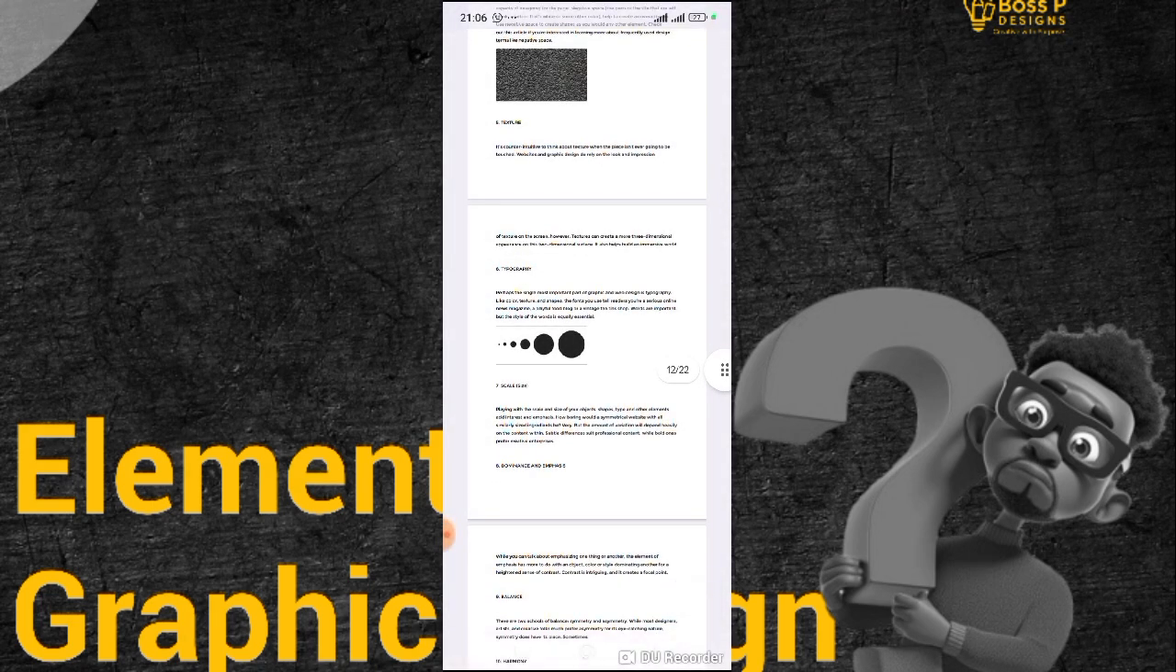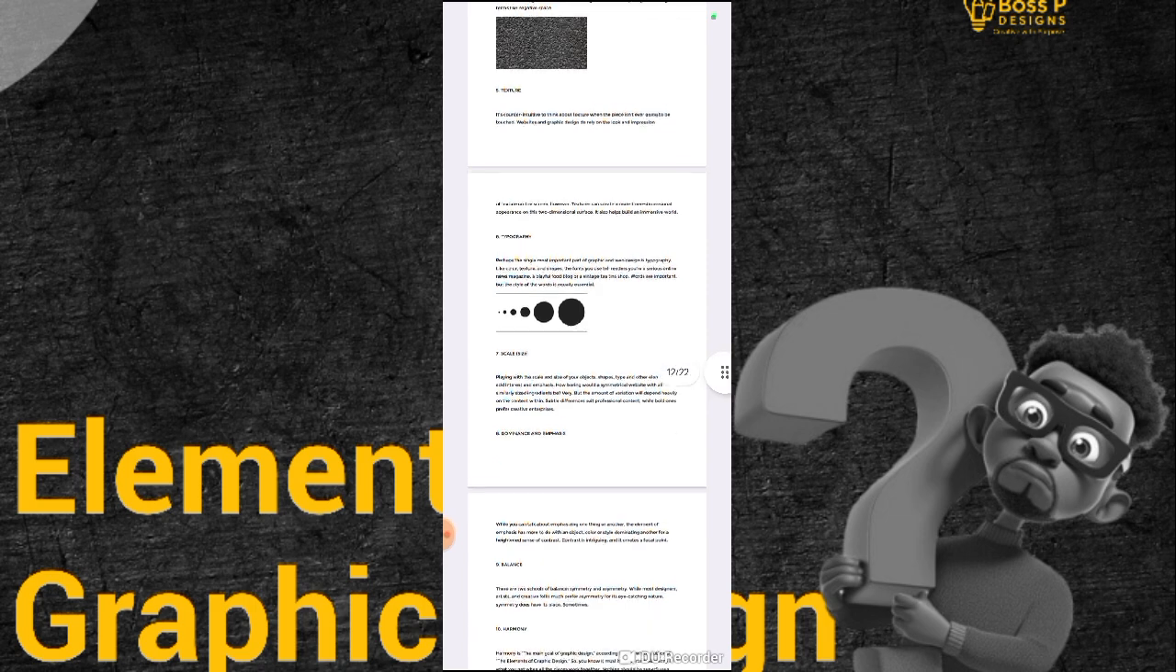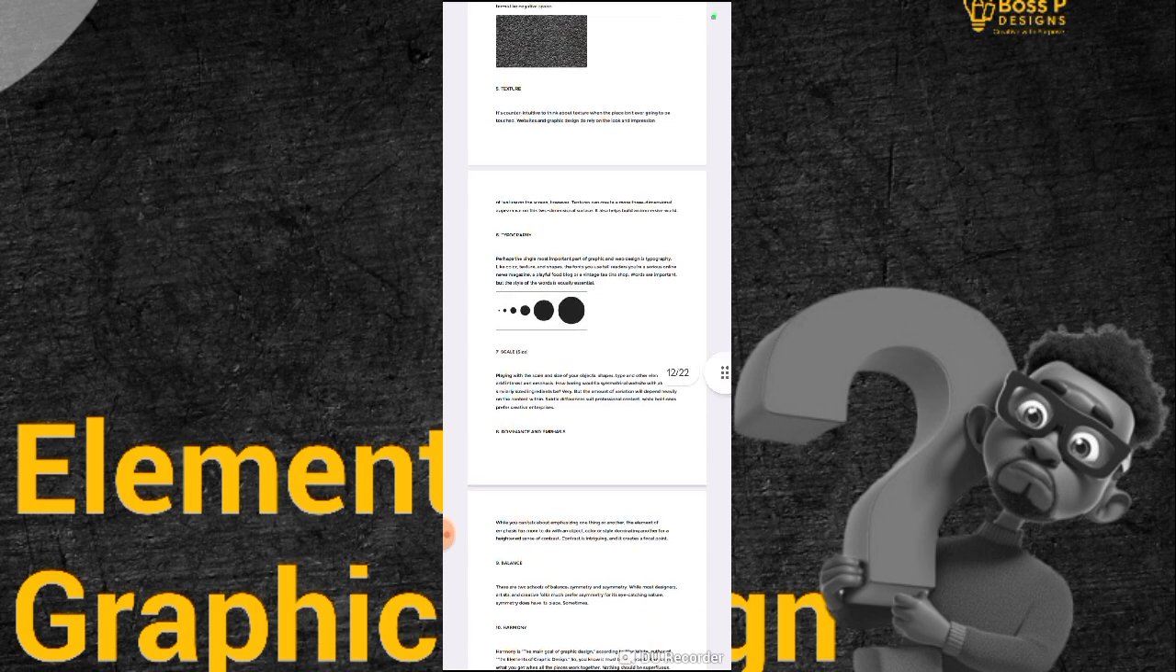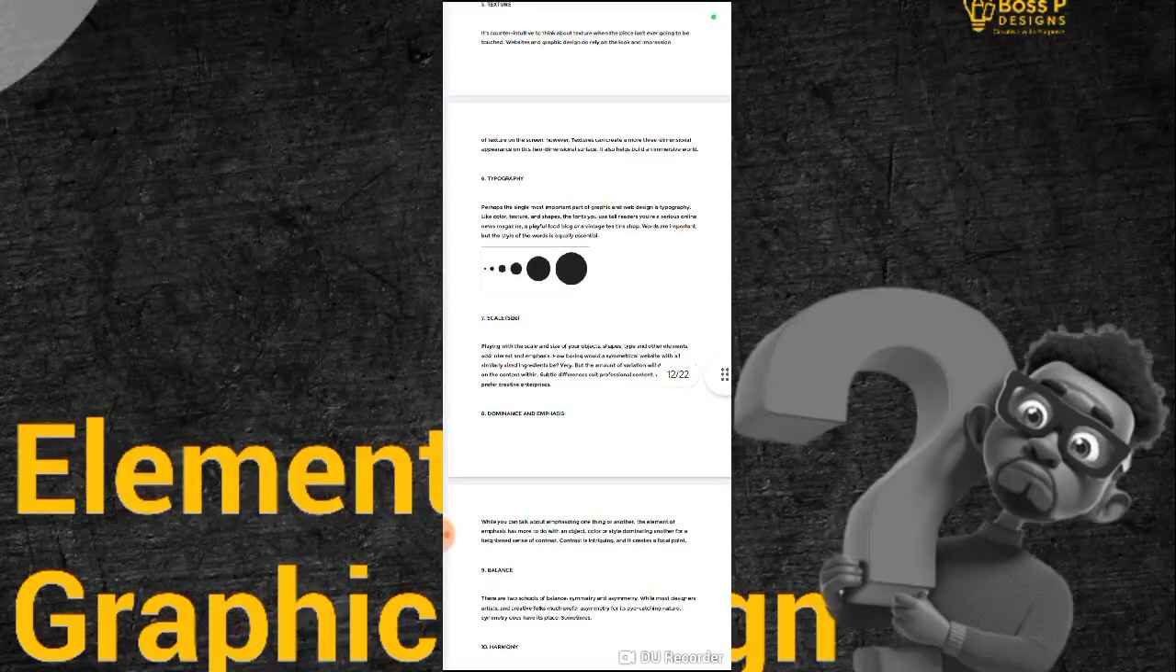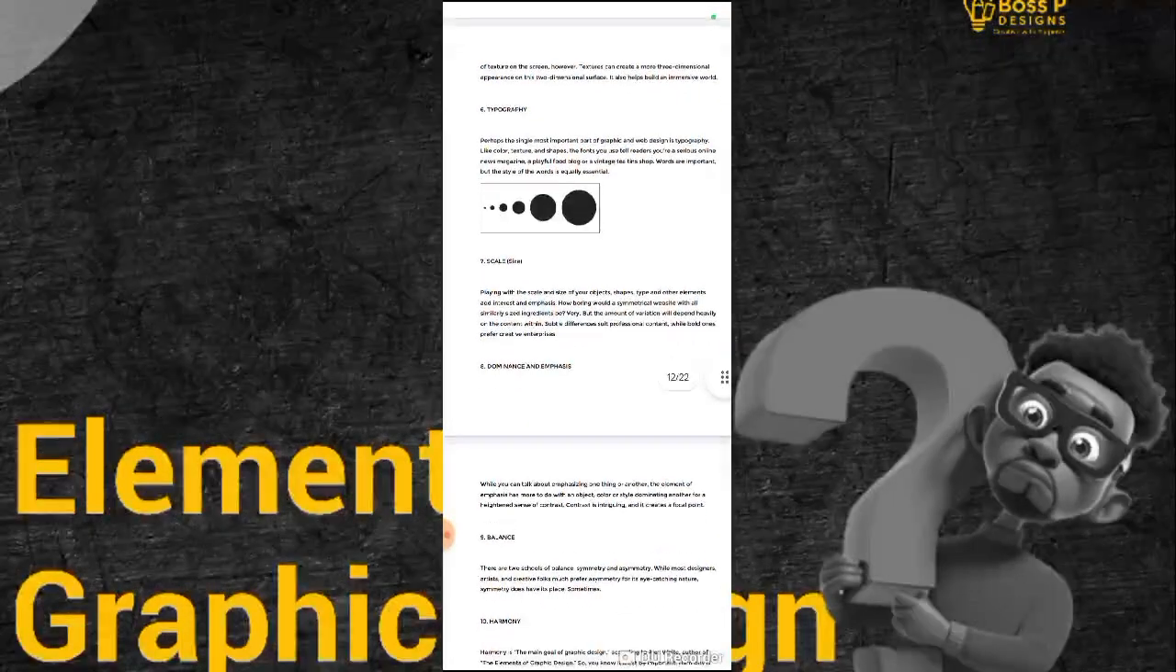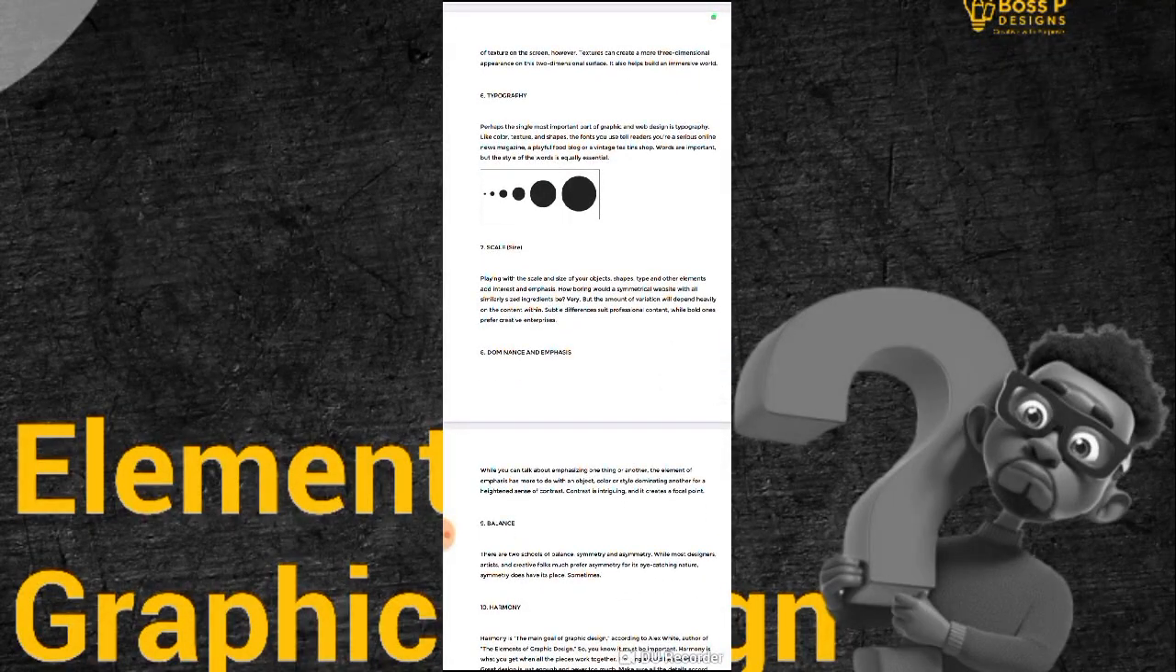Now the next thing we have here is typography. This typography is also important, as you can see in the sample here. So you should make use of the typography when designing. We also have the scale, which is also known as size. When you are designing, you must be very careful about the size.